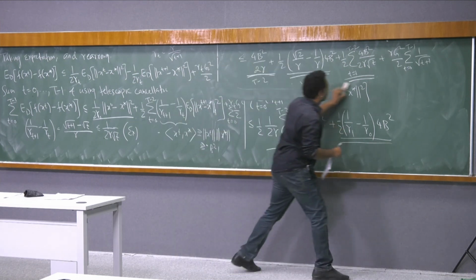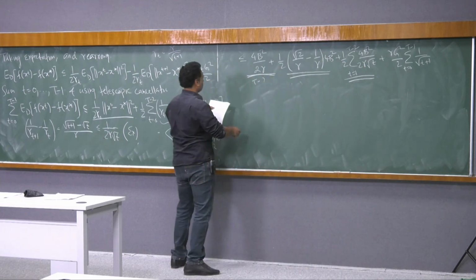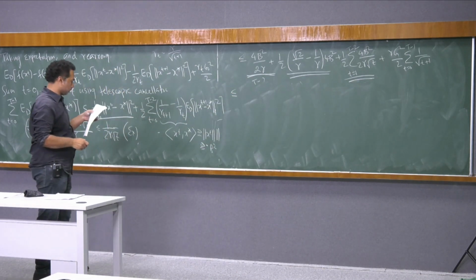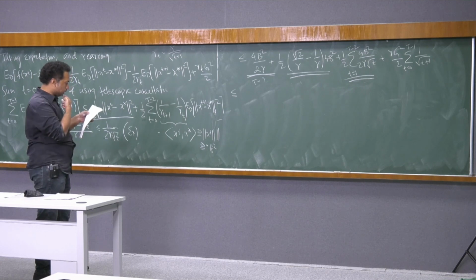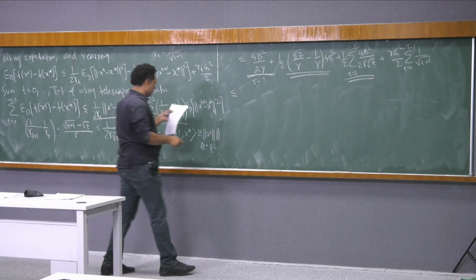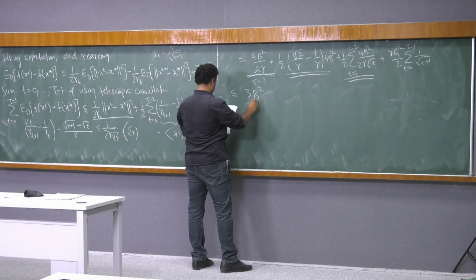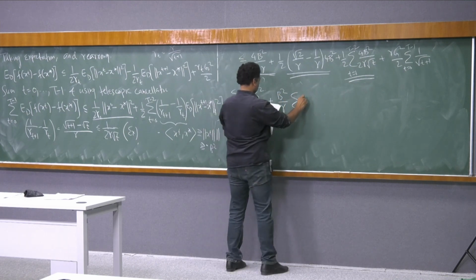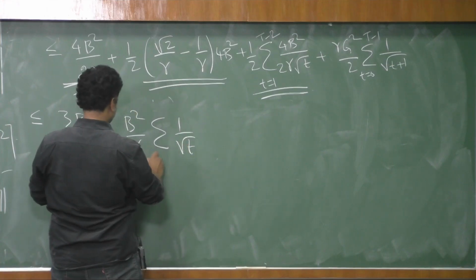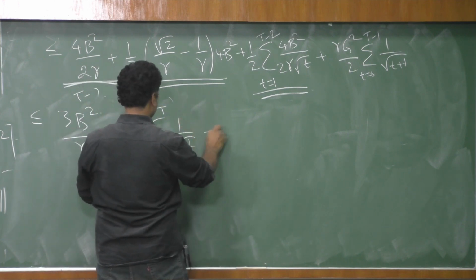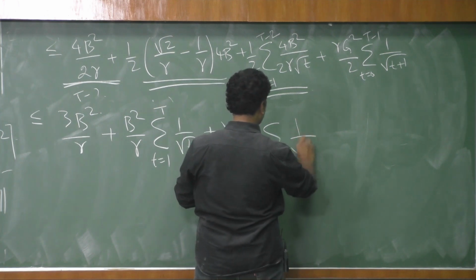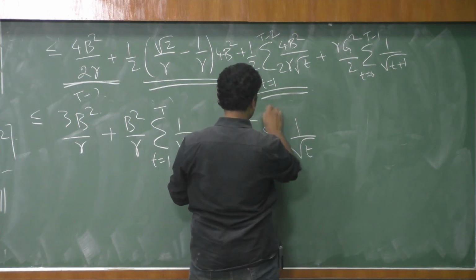So this is further less than or equal to 3b squared by gamma. So some b squared got cancelled, and b squared by gamma, I see. Okay, so let me write down, and it may be fun for you also to see how it came. So b squared by gamma and the sum of 1 by square root of t, t equals 1 to T, and then plus gamma g squared by 2 and the sum of 1 by square root of t, t equals 1 to T.